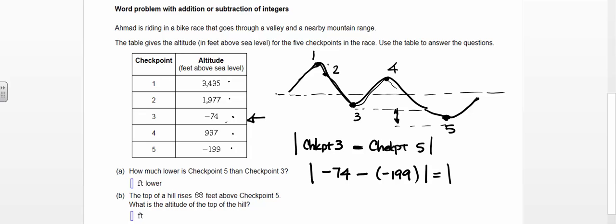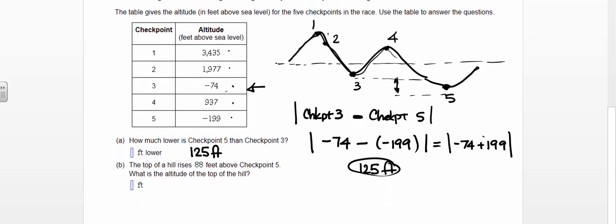So if I take the absolute value of this expression in here, I have a negative 74 plus 199, right? And I'm adding two numbers with different signs, so it's just like doing a subtraction. So it's 199 minus 74, and the answer stays positive because 199 is positive. So it's 125 feet. So that's the difference. It's 125 feet lower. Okay, that's the answer to the first part.